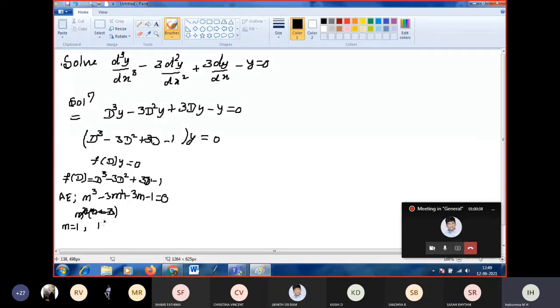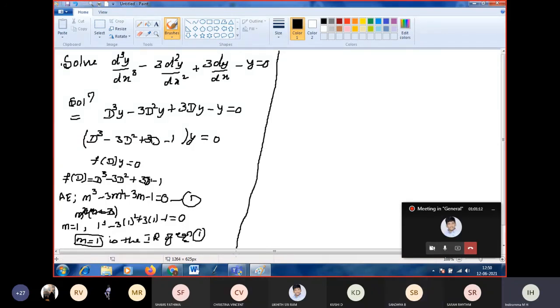So 1 cube minus 3 into 1 square plus 3 into 1 minus 1. What will we get? 0. Okay, that's good. We got it with the first value itself. M equal to 1 is the first root of equation 1. Is it right? Yes, ma'am. After finding the first root, what should we do?